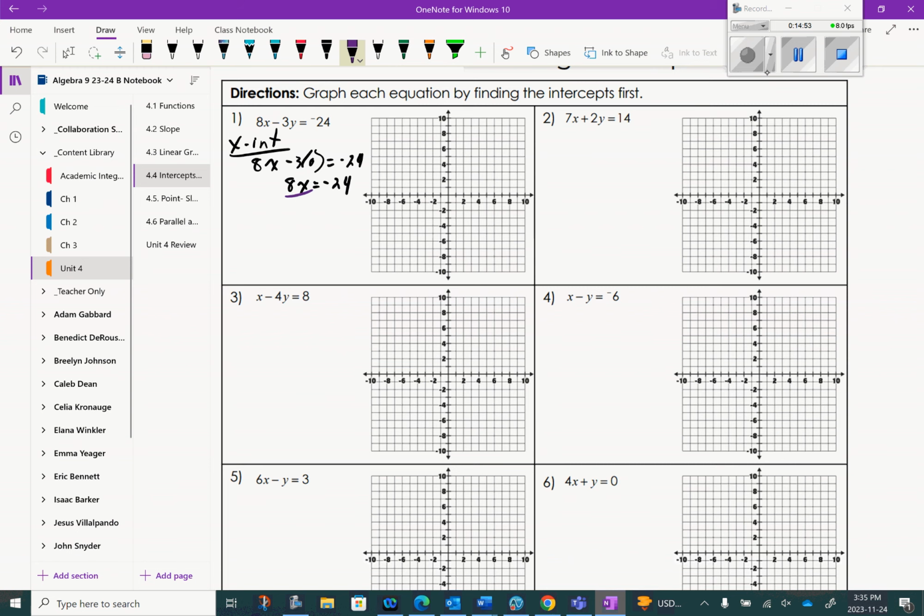Please write out the steps. Please show your work. You may use a calculator for some of these, and that's not a problem. Not showing the work, that's the problem. So -3, 0 is our x-intercept. For the y-intercept, 8 times 0 minus 3y equals -24. -3y equals -24.